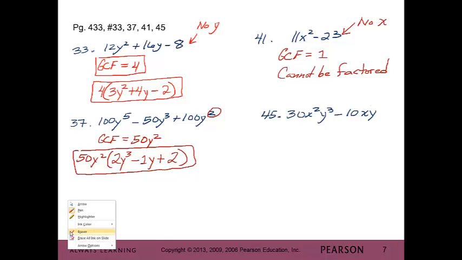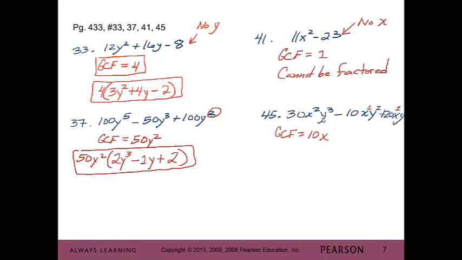And then the last one, number 45, we have 30x squared y to the 3rd power minus 10xy squared plus 20xy. So let us first start with our GCF. So among 30, 10, and 20, we want the largest number that will divide all of them, and that should be 10. And then for x squared, x, and x, the smallest exponent would be the 1. So we're going to take out the x.